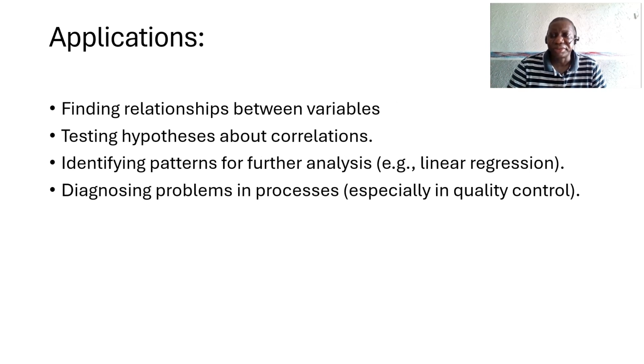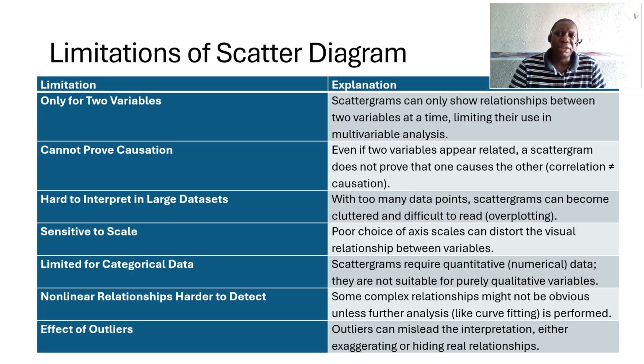So in terms of application, we use scatter diagrams to find relationships between quantitative variables, to test hypotheses about correlations, to identify patterns, and it helps us in diagnosing problems in processes. So what are the basic limitations of the scatter diagram? Number one, it can only show the relationship between two variables at a time, limiting its use in multivariate analysis. Number two, even if two variables are related, a scattergram does not prove that one causes the other. Causation is not implied in any way.